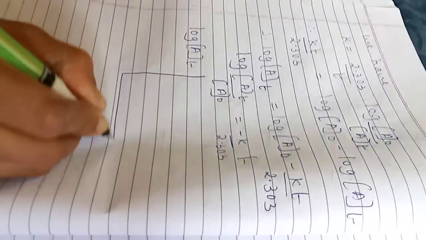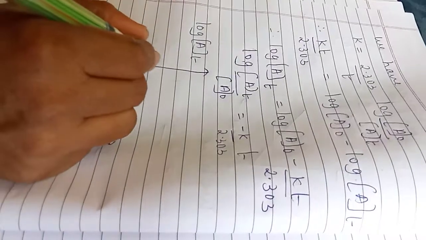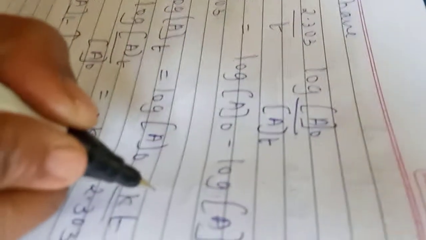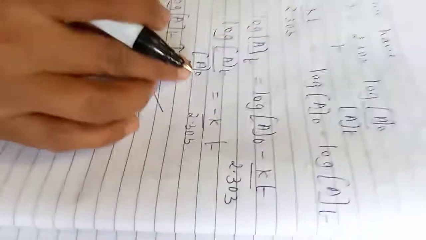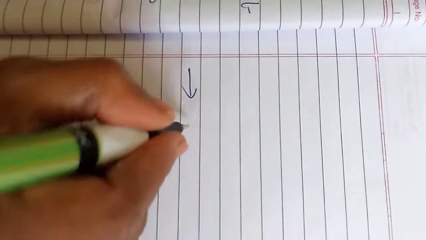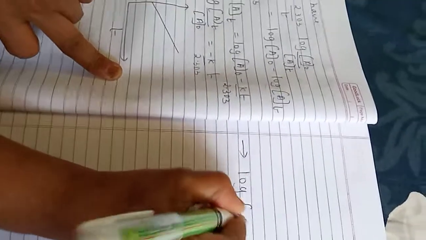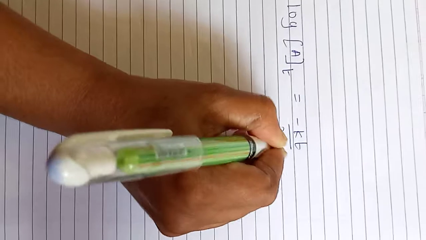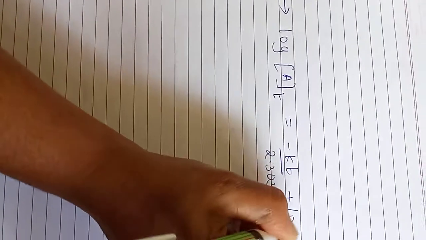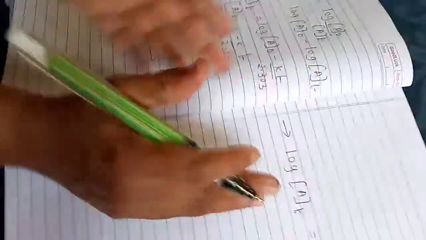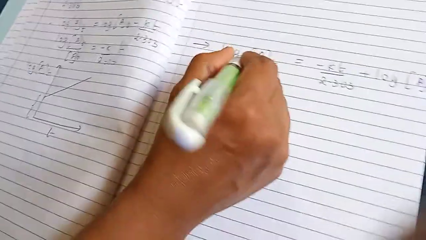versus time, you get the graph like this. Just intercept इथं हे येणार. Okay, you will get... हे बघा इथं, हां थांबा, तुम्हाला दाखवते आहे. जर इथं फोकस करा, हे बघ, look here, this is log A_t is equal to minus kt divided by 2.303 plus log concentration of A_0.